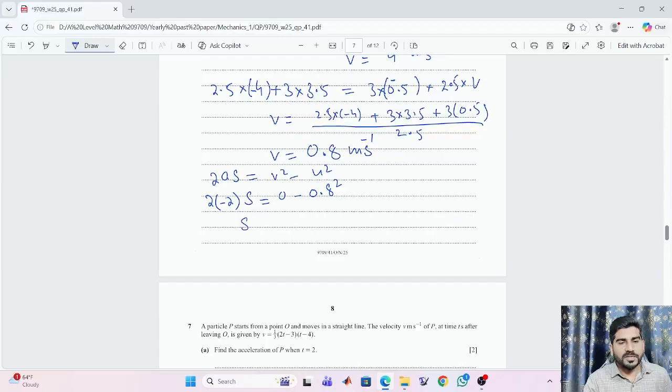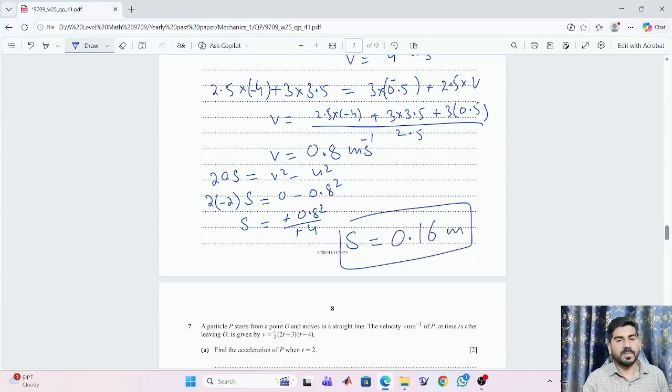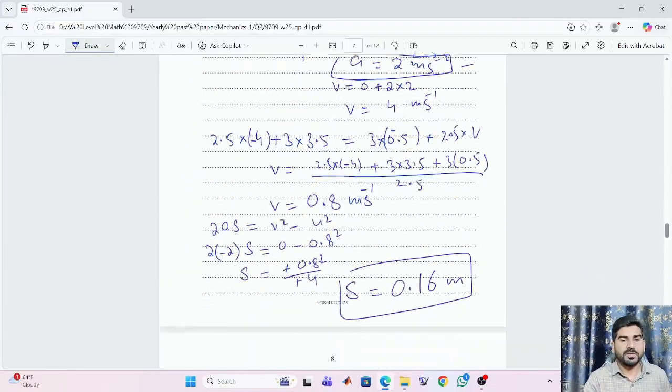Okay, now s is equal to negative 0.8 squared over negative 4. So we can find s again: 0.8 squared, so 0.8 squared divided by 4 will be 0.16. So this is the distance covered by A after colliding. This was question number 6.